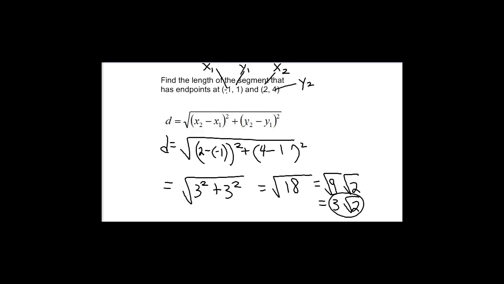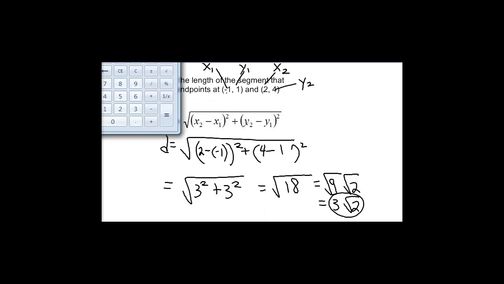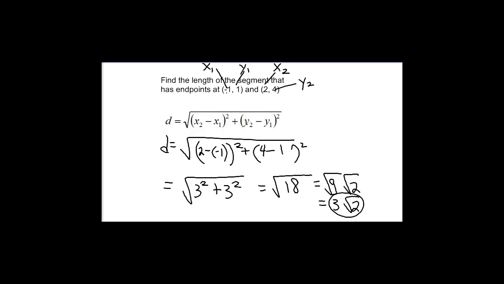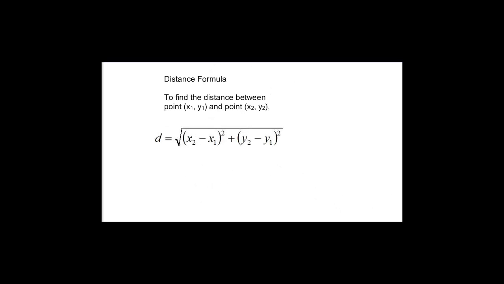If you need a decimal approximation, this is an irrational number, so it pays to use a calculator. You get something in the ballpark of 4.2. That's if you're going to the nearest tenth. So I'm going to say this is approximately equal to, I'll use a wavy equal sign, which means it's been rounded off, approximately equal to 4.2. So my definite answer is 3 square roots of 2. My approximation is 4.2. And that is the distance formula and how it can be used.